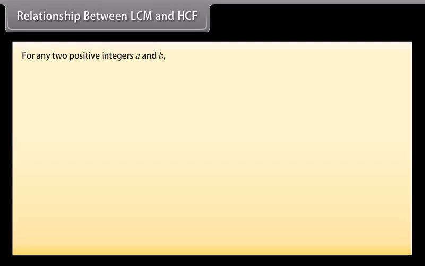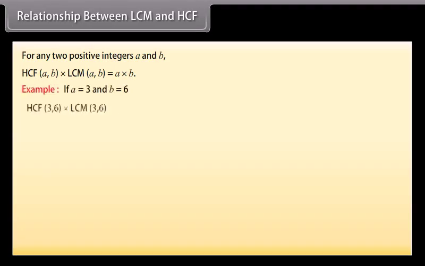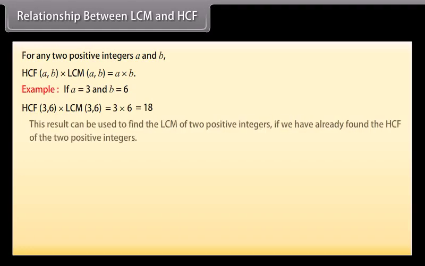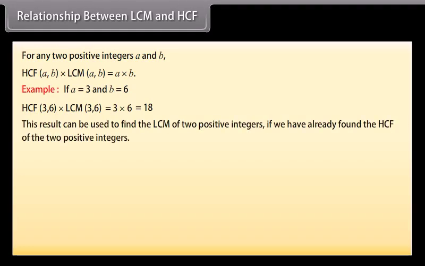Relationship between LCM and HCF. For any two positive integers a and b, HCF(a, b) into LCM(a, b) is equal to a into b. Example: if a is equal to 3 and b is equal to 6, HCF(3, 6) into LCM(3, 6) is equal to 3 into 6 equals 18. This result can be used to find the LCM of two positive integers if we have already found the HCF of the two positive integers.